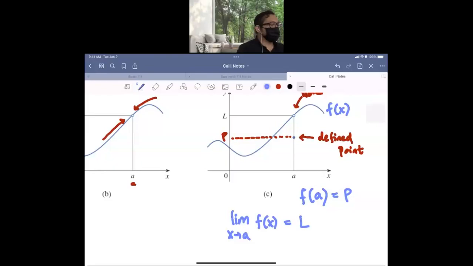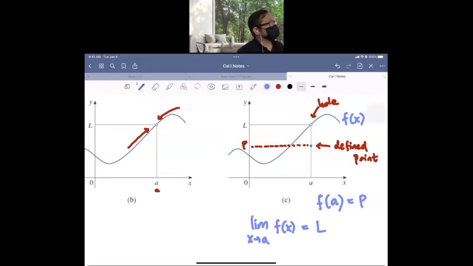So all these three cases, we can compute with limit. When we compute with limit, it's L. But the condition is like the last part: when you plug into your function, it's different from L. It can happen.